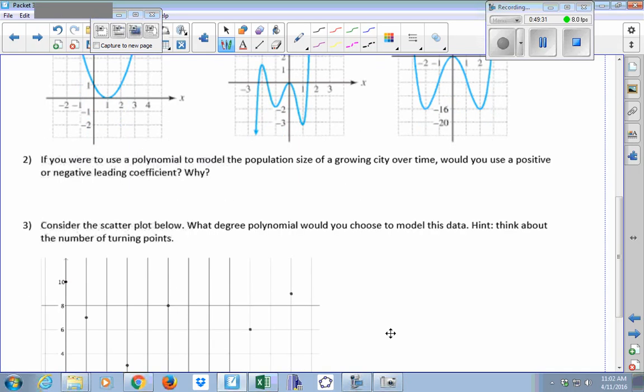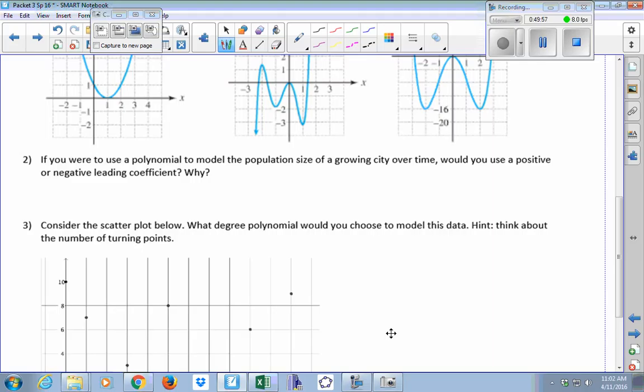All right, so in order to prepare us for today's class, if you were to use a polynomial to model the population size of a growing city over time, would you use a positive or a negative leading coefficient and why? So we're using some type of polynomial. We don't know what degree it is. It could be an odd degree or an even.